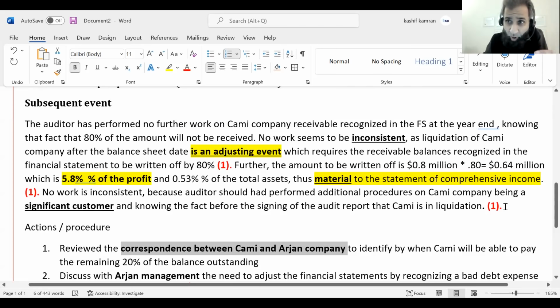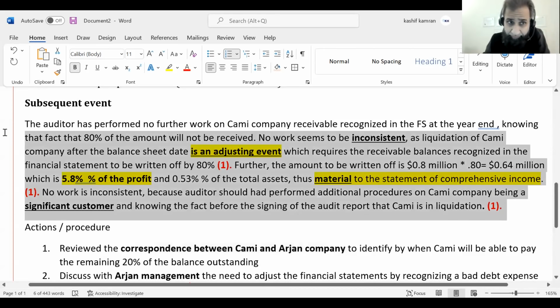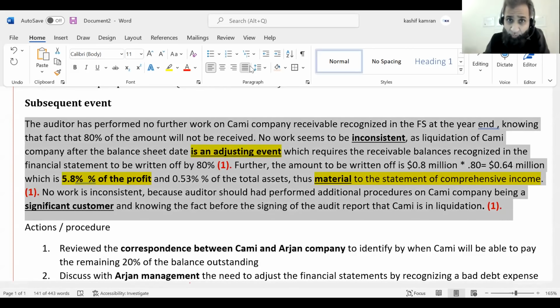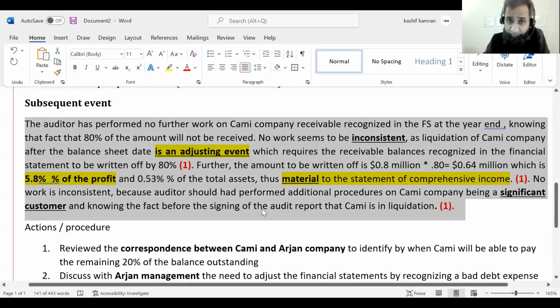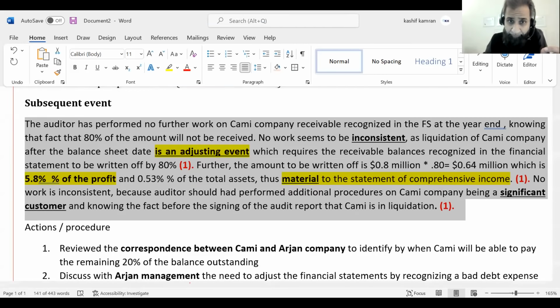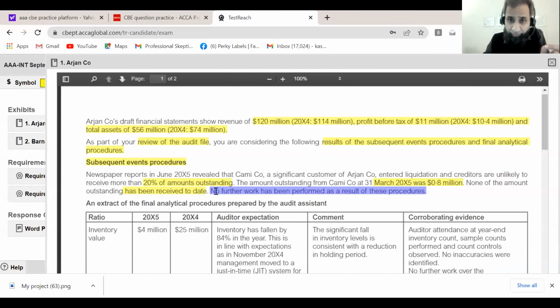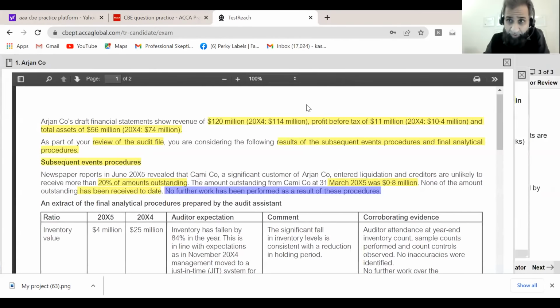First of all, you need to comment why the evidence is inconsistent. And then you need to put the actions and procedures. So I hope you all agree that the conclusion of the auditor, no further work has been performed, is wrong. Do you all agree with me? No further work has been performed. Is that something wrong?